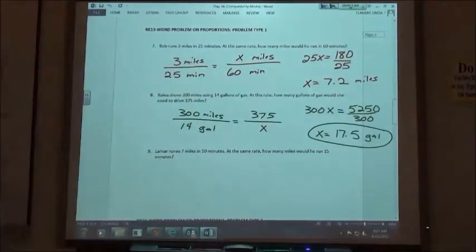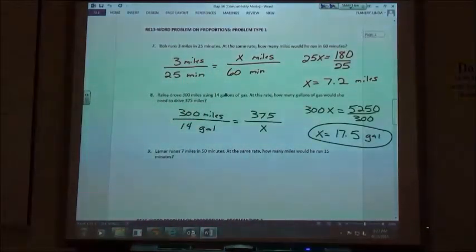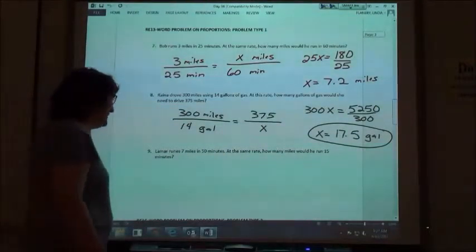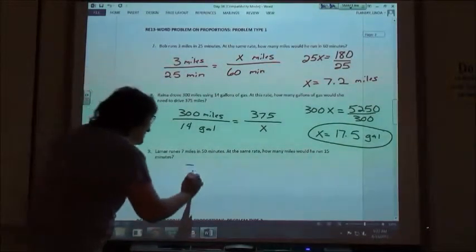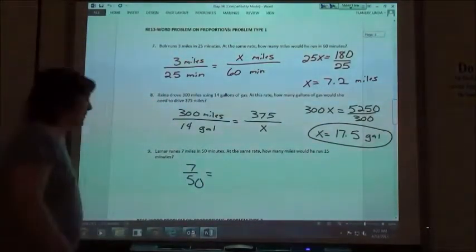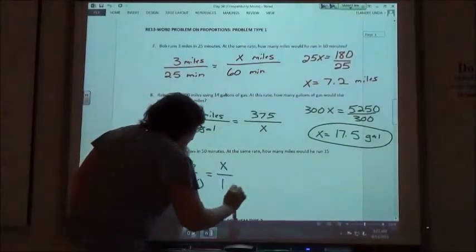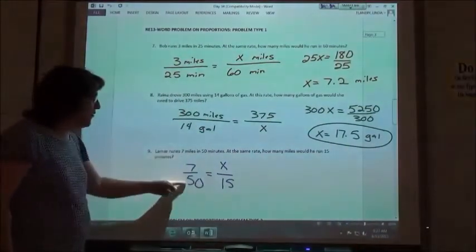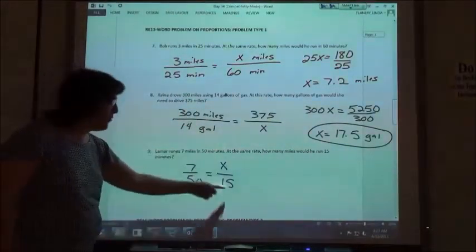Lamar, that's supposed to say runs, 7 miles in 50 minutes. At the same rate, how many miles would he run in 15 minutes? So how could I set up my proportion? 7 over 50 equals x over 15. Exactly. 7 miles over 50 minutes. How many miles over 15 minutes?